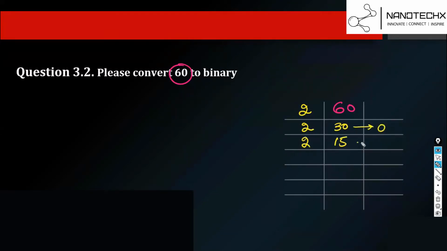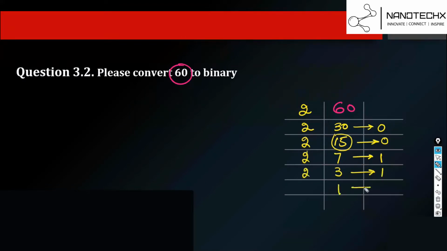Now when we divide 15 by 2, 2 7s are 14. How much is left? 1, because we couldn't divide 15 fully. That's why 1 is left. Then again 2 3s are 6. This is just simple division. 2 3s are 6, 1 is left. Then 2 1s are 2. How much is left? 1. Now we cannot divide further.